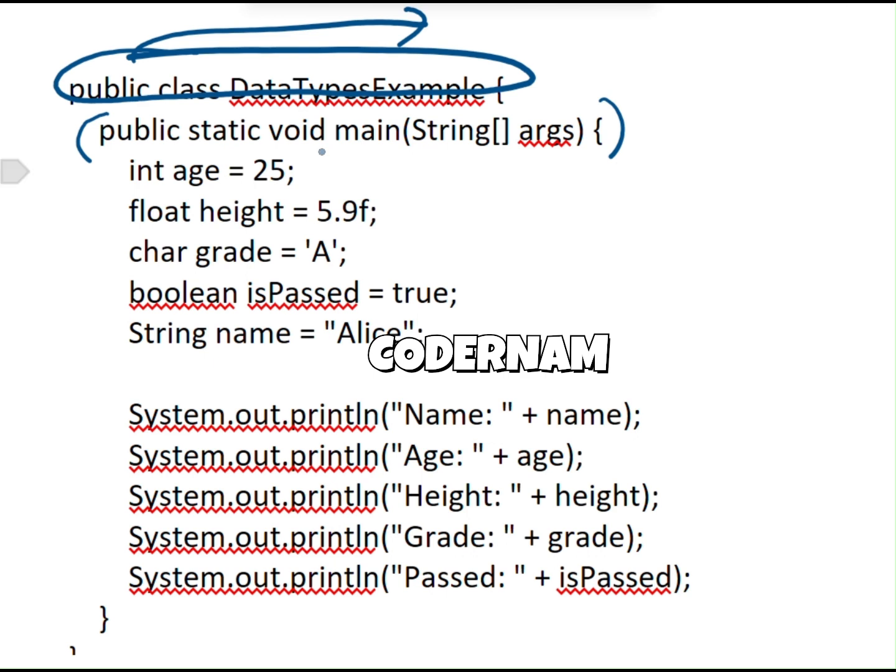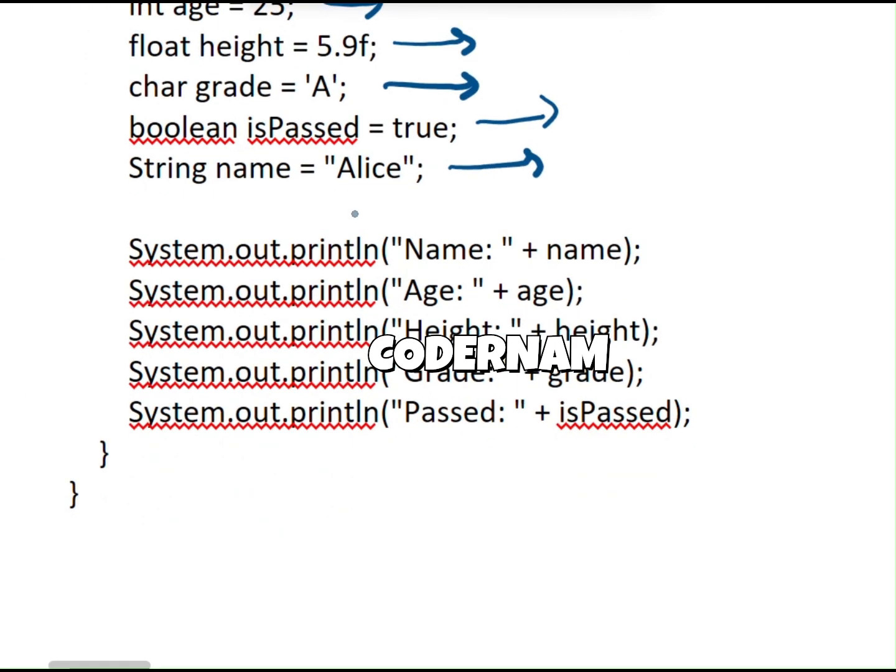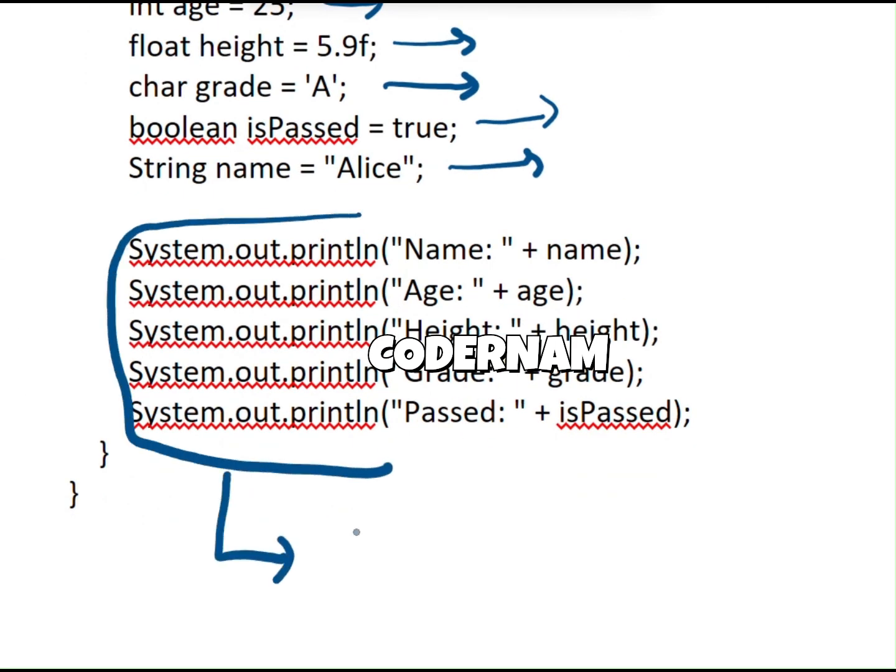Next, we have the variable declarations. It declares an integer variable named age, which is assigned the value of 25. Then we have float height is equal to 5.9f. It declares a floating point variable height with a value of 5.9. And next we have the character variable grade, which stores the character A. Then we have boolean isPassed. If it is passed, then it holds the value true. Then we have the string variable name. It stores the text Alice. String is a non-primitive data type, and then System.out.println prints the statements in the console.